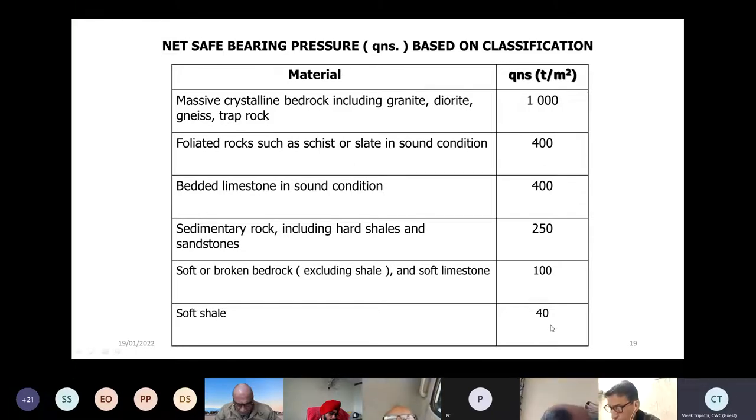soft shale, where we find 40 ton per meter square. So on shale and soft and broken bedrock foundations, when we design the structure on these strata, then problems start. Then we have to change the design according to our strata and rock quality, and based on the bearing capacity, we design the structure.